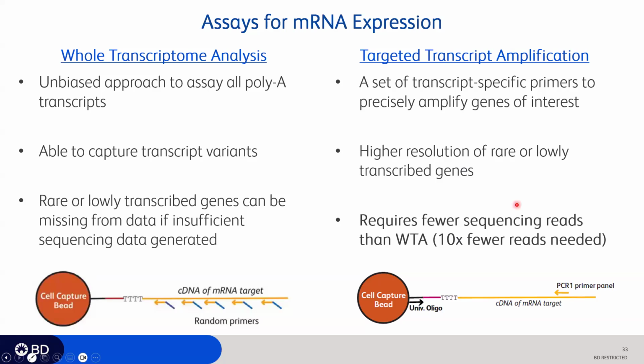So we have 2 different options for looking at mRNA expression on our system. We have our whole transcriptome analysis, which is where we take an unbiased approach to assay all poly-A transcripts in the cell at the time of lysis. I really love this assay for my groups that are interested in discovery, because we're casting a really broad net here. We can capture multiple transcript variants that maybe you didn't know were relevant to your condition of interest. The only caveat with this assay is that if you have a gene of interest that has very low expression, we have to make sure we sequence deeply enough to find it in your sequencing data.